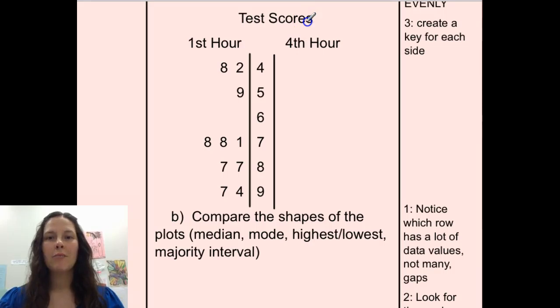Taking a look at the stem and leaf plot that I have started for you here, we're going to create a back-to-back stem and leaf plot so that we can compare test scores for two different hours. What you do to create a stem and leaf plot is you take a data value and you split it into a stem, in this case the tens digit, so that goes in between the bars, and then a leaf, which in our case is the ones digit, so they are organized off to the left of the stem.